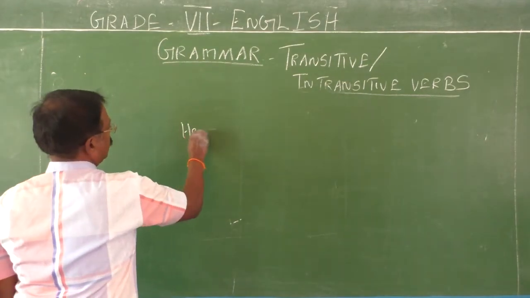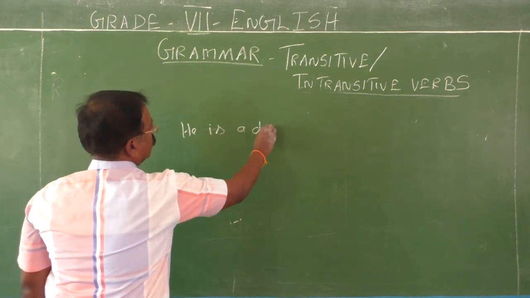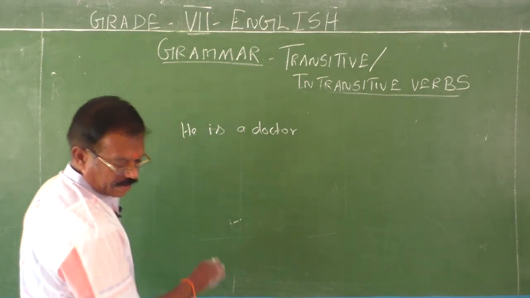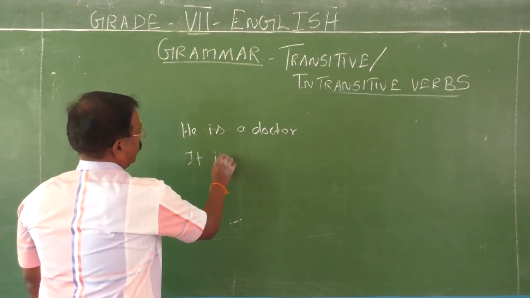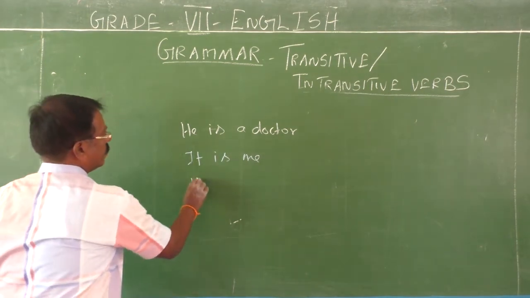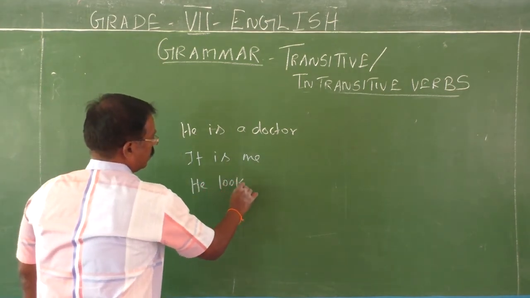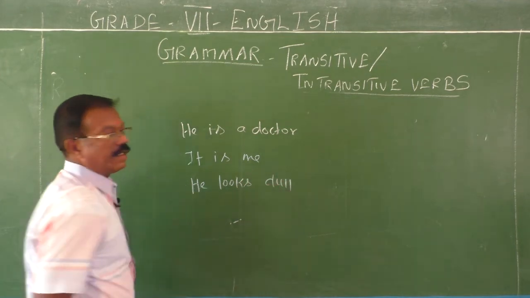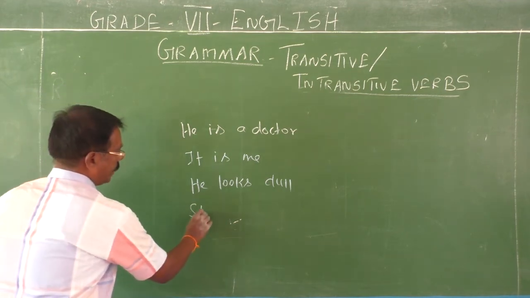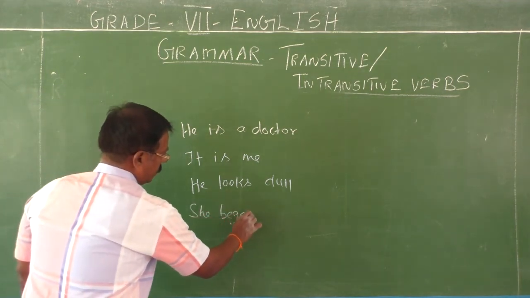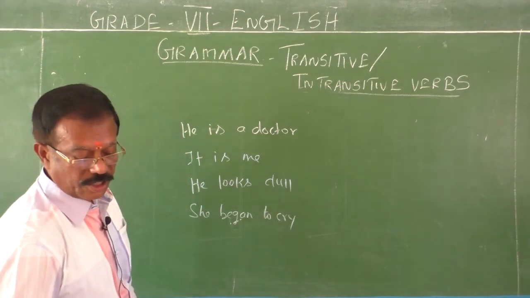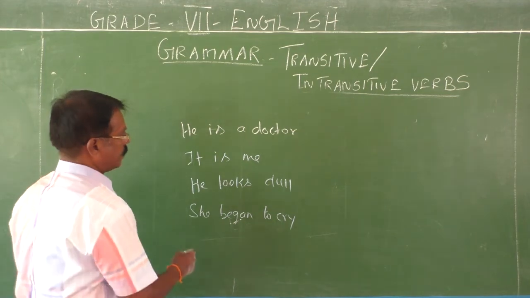He is a doctor. Carefully observe all these examples, children. He is a doctor. It's me. He looks dull. She began to cry. They continued shouting.